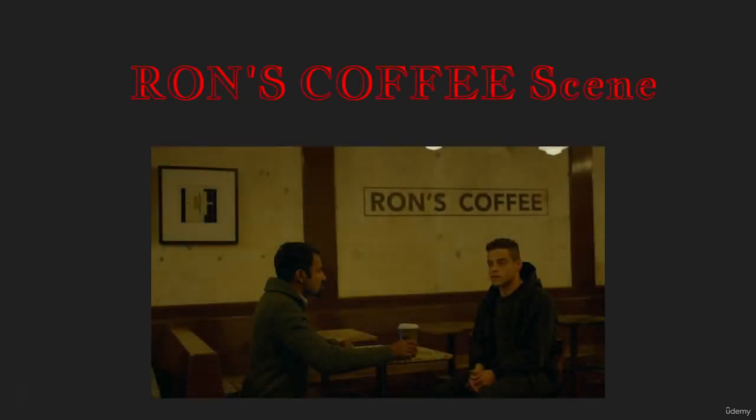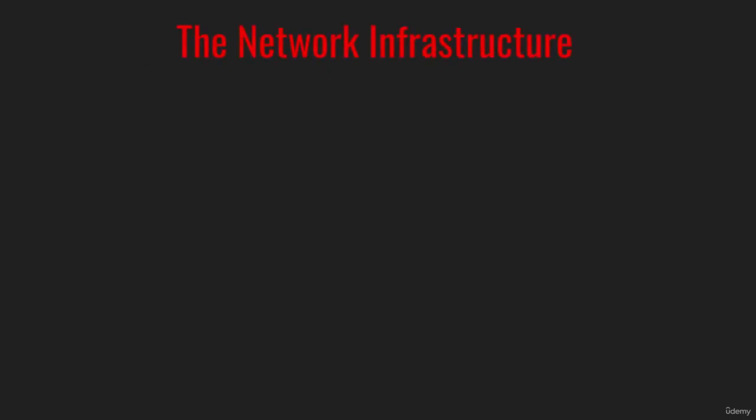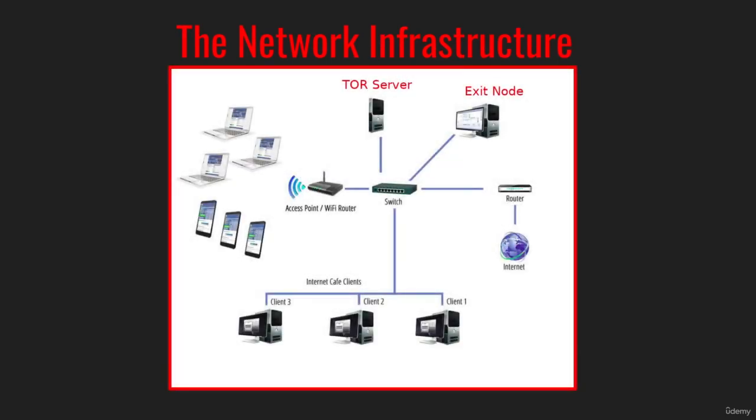Now it's time to understand the Ron's Coffee scene, the real hack, what happened there. Actually, from the dialogue, we will assume that this is the network infrastructure. Alright, this is it. Now, this is the whole infrastructure. So we have clients 1, 2, 3 through the Ethernet. By the way, this is a gigabit. This is a fiber, alright?